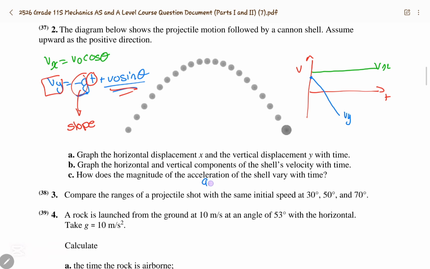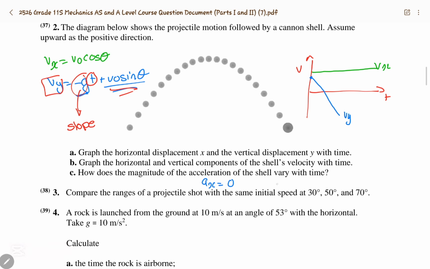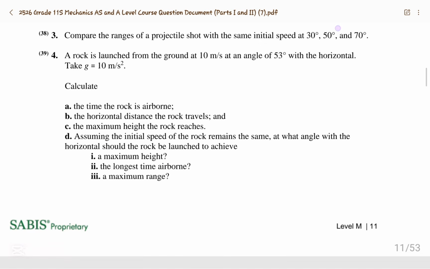So we know that acceleration at x is 0 meters per second squared, but acceleration at y is minus 9.8 meters per second squared. They want the magnitude of the acceleration. The magnitude of the acceleration stays constant with time. So they want the magnitude, pay attention. The magnitude would remain 9.8 meters per second squared as time changes. Okay, so that's it for question number 2. We'll now move on to question 3.